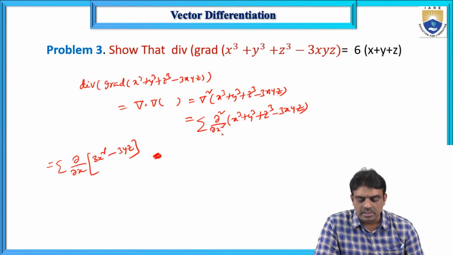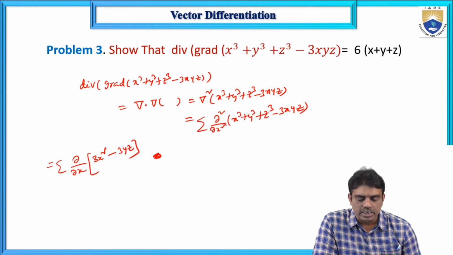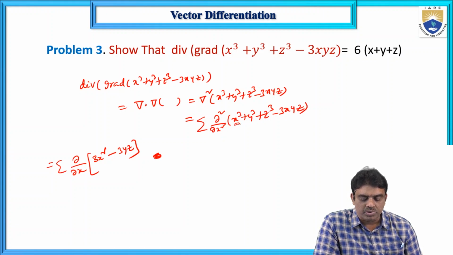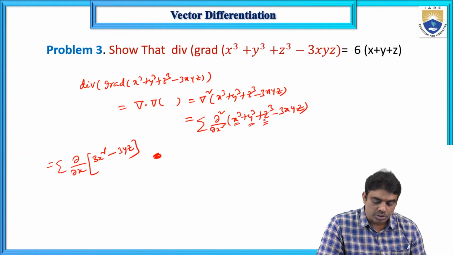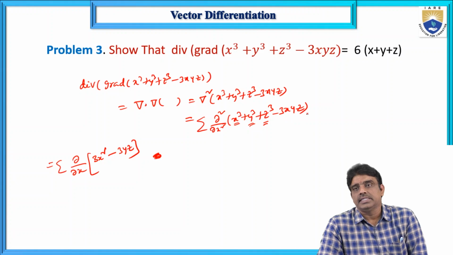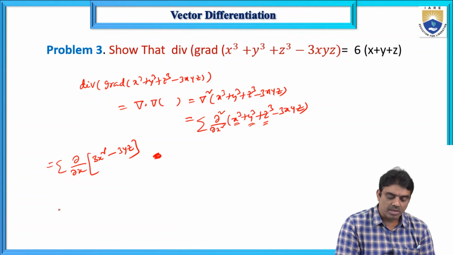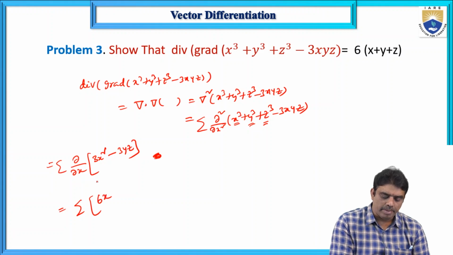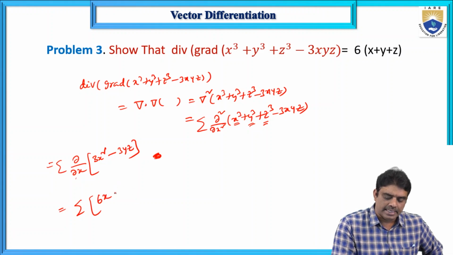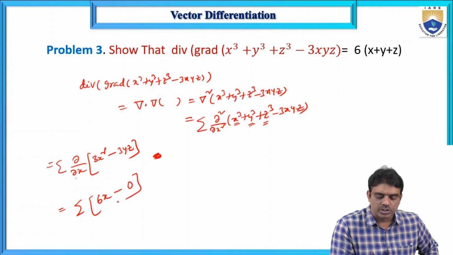Dou by dou x: on differentiating with respect to x, x cube gives 3x square, y cube term 0, z cube term 0, minus 3 into xyz derivative 3yz. So next doing again you will get 6x. Am I right? Dou by dou x of 3x square is 6x, and this minus 0, that is summation 6x.